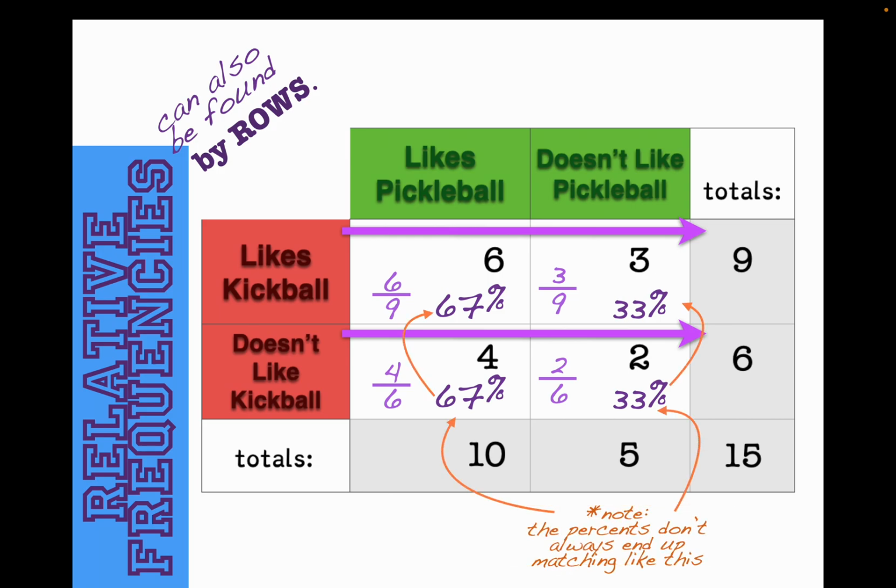One quick note, when we did relative frequencies by rows here, we got 67 both times and 33 both times. That just ended up kind of happening on this two-way table. That's not usually going to happen. It's definitely not always going to happen. So that's just kind of a weird thing that happened with this particular data. Don't expect that to happen every time.